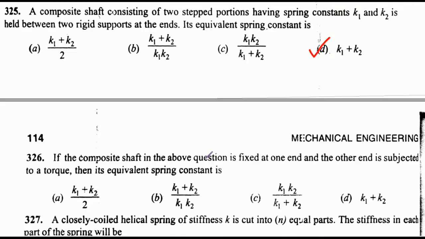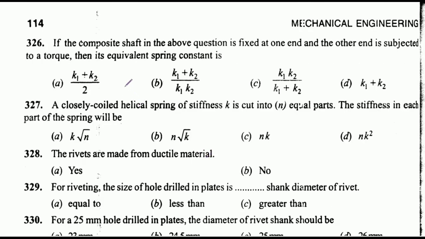Next is if the composite shaft in the above question is fixed at one end and the other end is subjected to a torque, then its equivalent spring constant is. Here friends, these are the options, and the correct answer is option C, that is K1 K2 upon K1 plus K2.